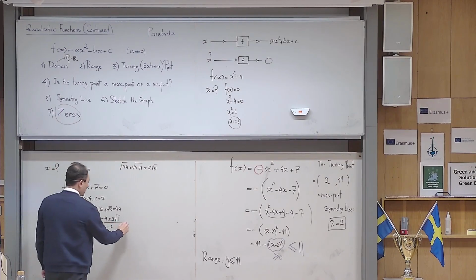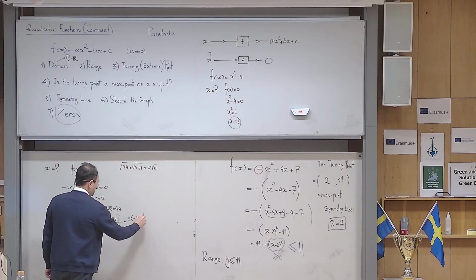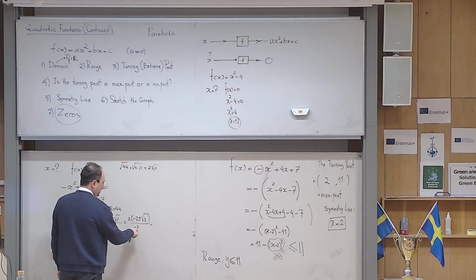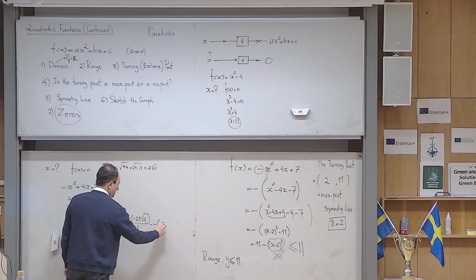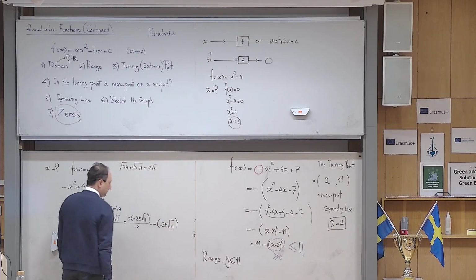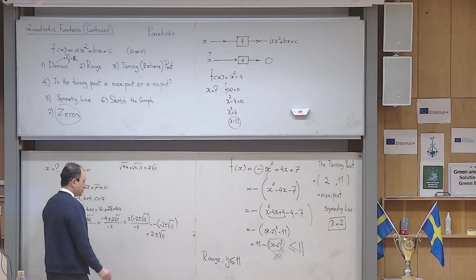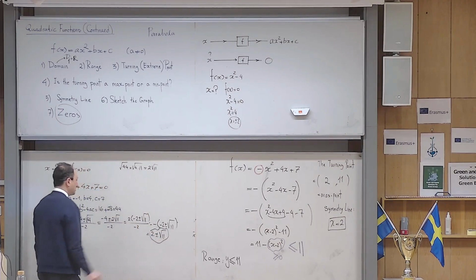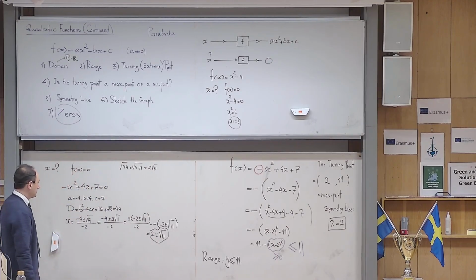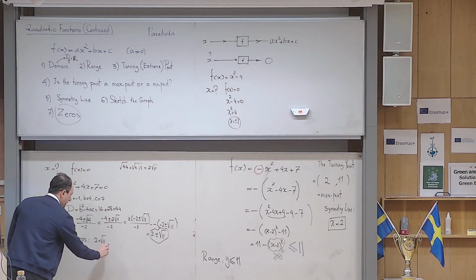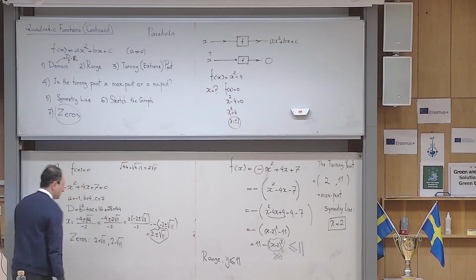I can factor a 2 out, divided by minus 2. Well, this 2 and that 2 are gone, minus 1 is left. So it becomes minus 2 plus or minus the square root of 11. And I multiply the minus sign in, it becomes 2 plus or minus the square root of 11. You don't have to simplify if you don't like it, but anyway, these are the zeros. So the zeros are 2 plus the square root of 11 and 2 minus the square root of 11. These are the zeros.